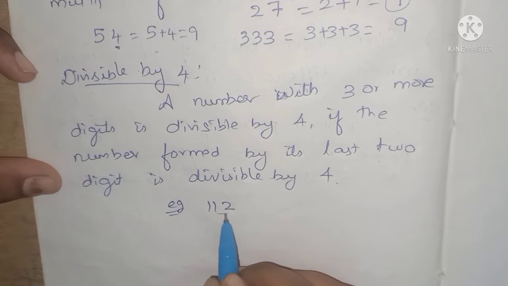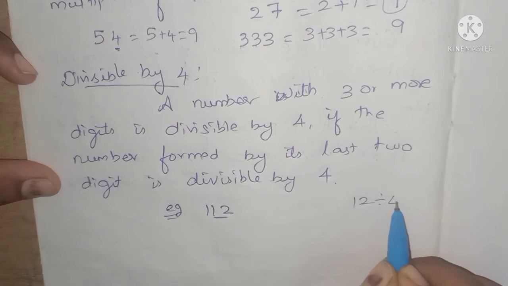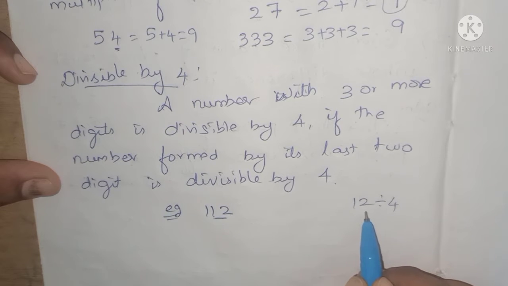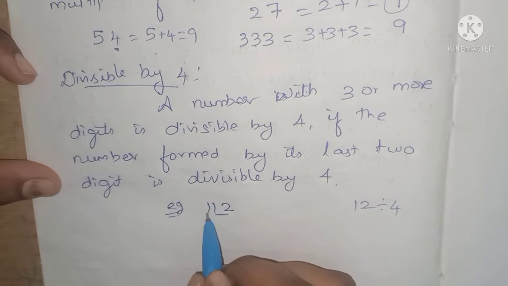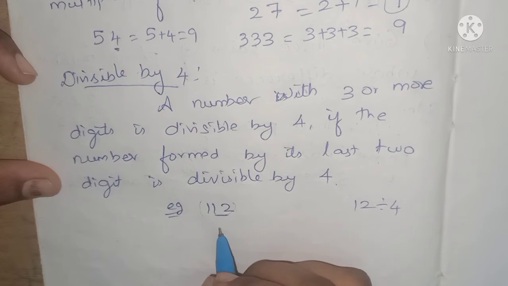So here the last two digits are 12. So 12 is divisible by 4, isn't it? In the 4 times table, 4 3s are 12. So we say that the entire number is divisible by 4.